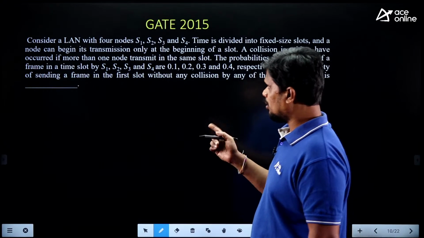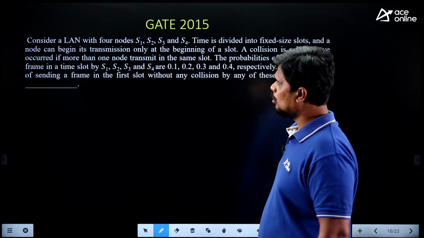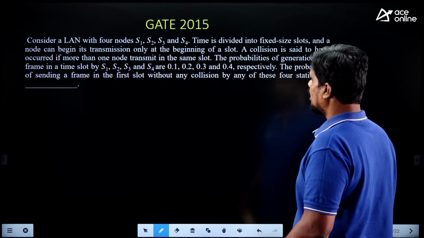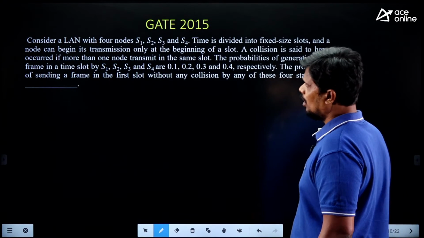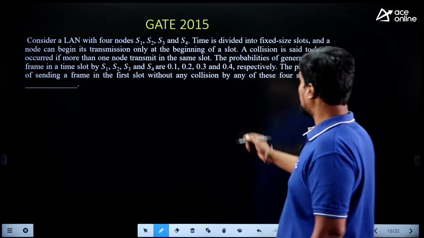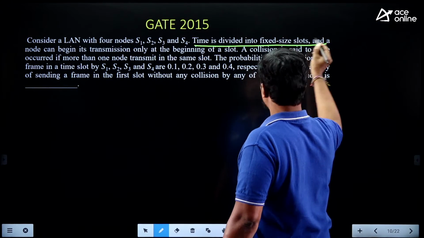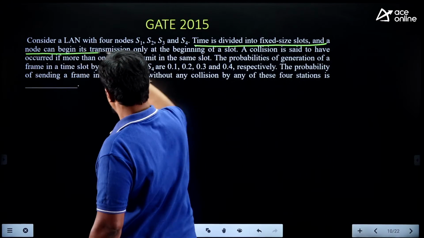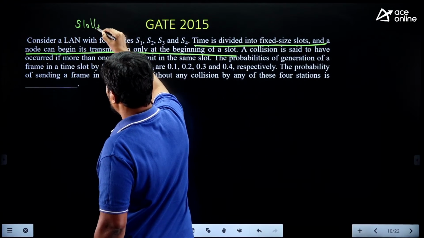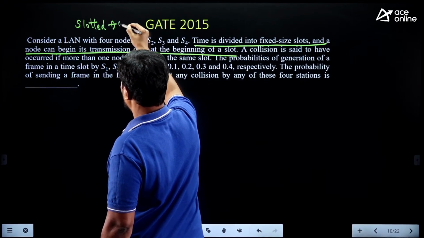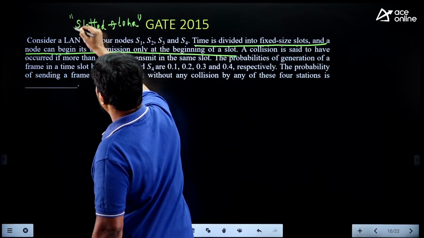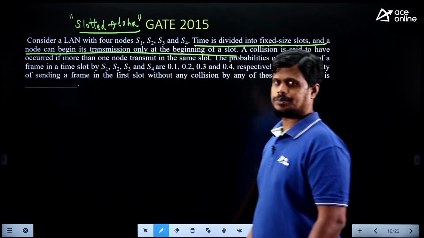So this is one question which is based on your Aloha. Consider a LAN with 4 nodes, S1, S2, S3 and S4. Time is divided into fixed slots, and a node can begin its transmission only at the beginning of the time slot. So based on this line, you can easily predict which concept this question is based on. Slotted Aloha. Of course it is Aloha, but you know that Aloha is of 2 types, slotted Aloha and pure Aloha, right? So this question is based on slotted Aloha.